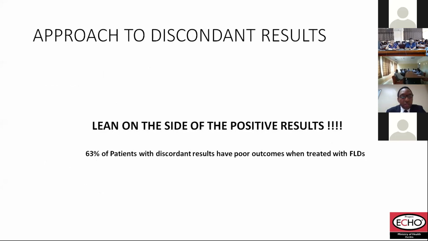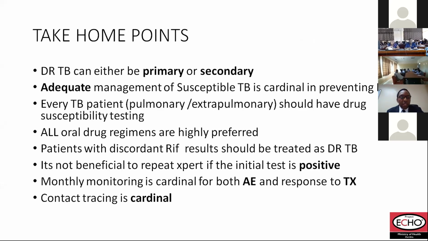We haven't reached those levels. We are still relying on the current tools that we have. So in a nutshell, the take-home message on approach to discordant results is that you lean on what? On the side of the positive result. In other words, lean on the side of the worst result. I want to share with you that 63% of patients with discordant results, when treated with first-line drugs, had poor outcomes. Those poor outcomes constituted mortality, failure, and relapses.